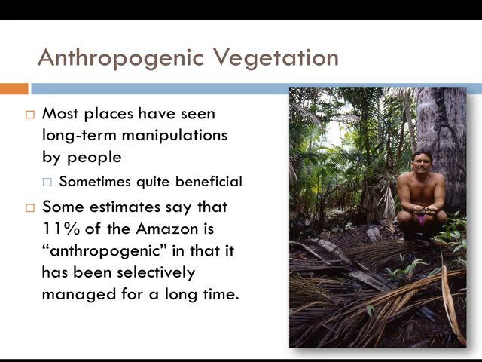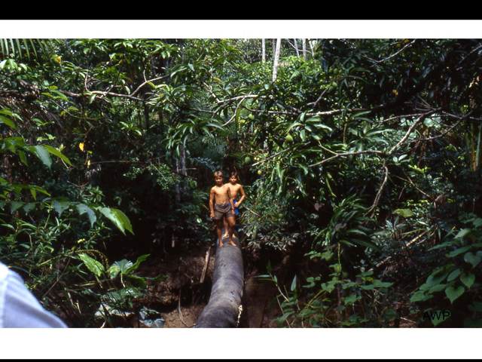Some estimates say that up to 11% of the Amazon forest is actually anthropogenic, in that, you know, native groups have been selectively managing it for a long time. And actually there's mounting research that shows that people have been modifying the environments of the Amazon for probably at least 15,000 years. Now, just by way of an example, this is a picture taken on the island of Marajó, which is at the mouth of the Amazon. It's the world's largest freshwater island, and near the city of Belém in Brazil.